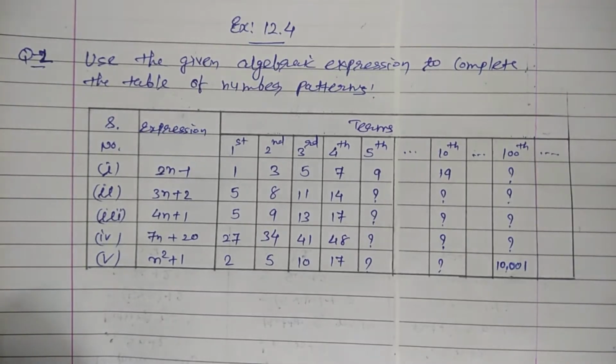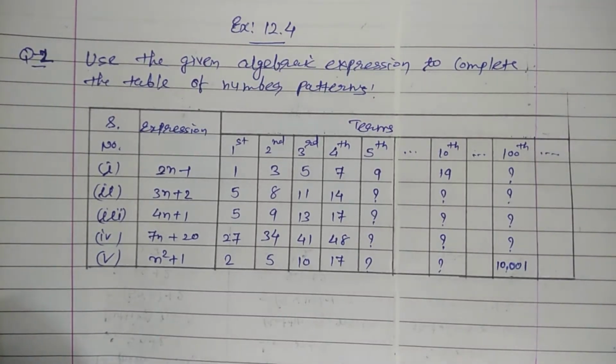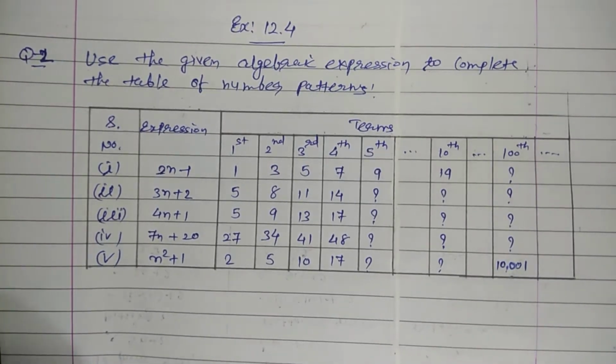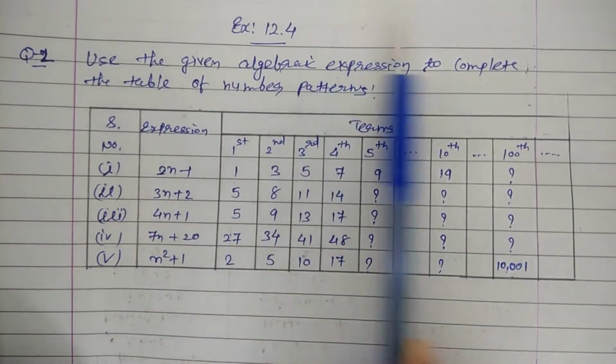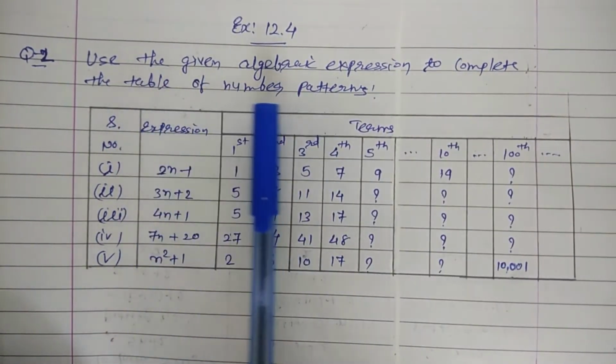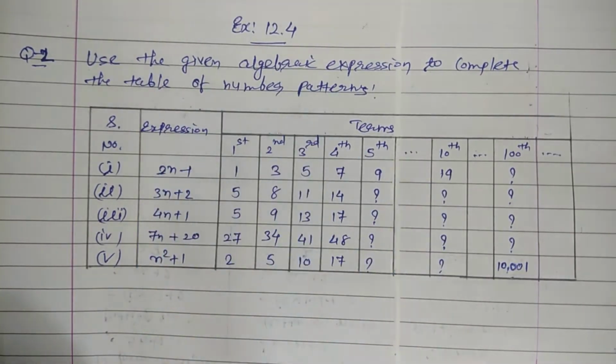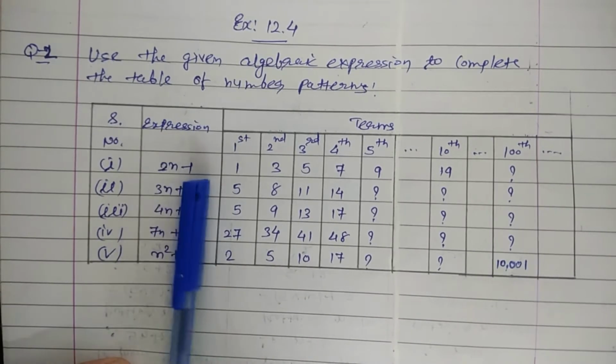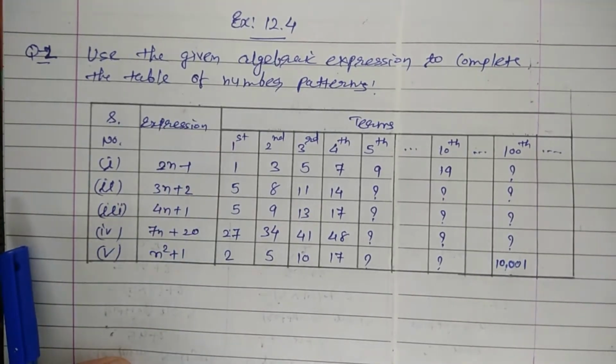Hello students, let's solve the last question of this exercise 12.4 and also the last question of this chapter, question number 2. Use the given algebraic expression to complete the table of number patterns. Here one table is given. In this, one expression is given, that is 2n minus 1.